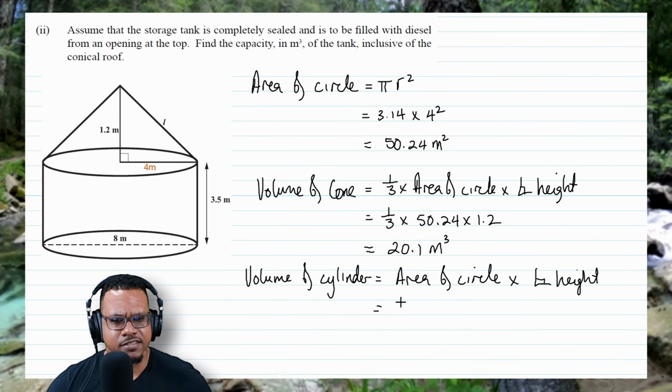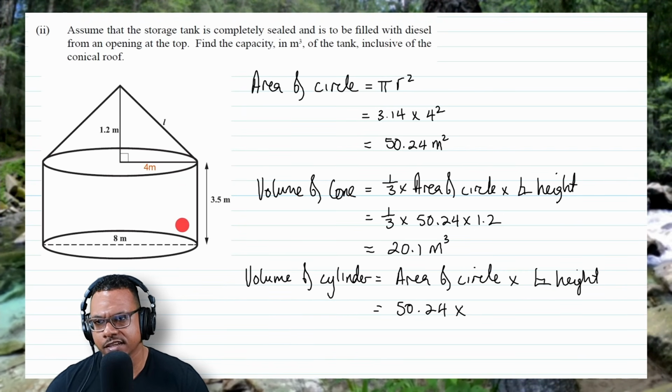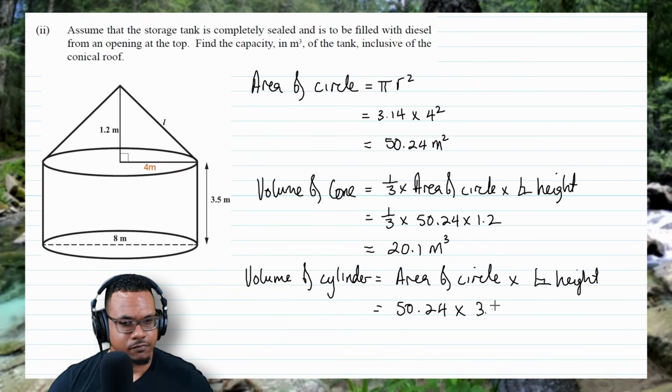All right, so again, the area of the circle is 50.24 times the perpendicular height, and that's of the cylinder, which is 3.5. And that will give you 175.84 meters cubed.